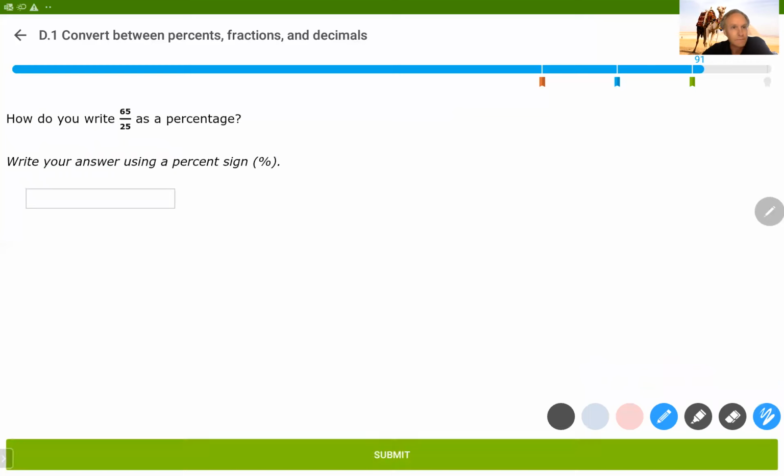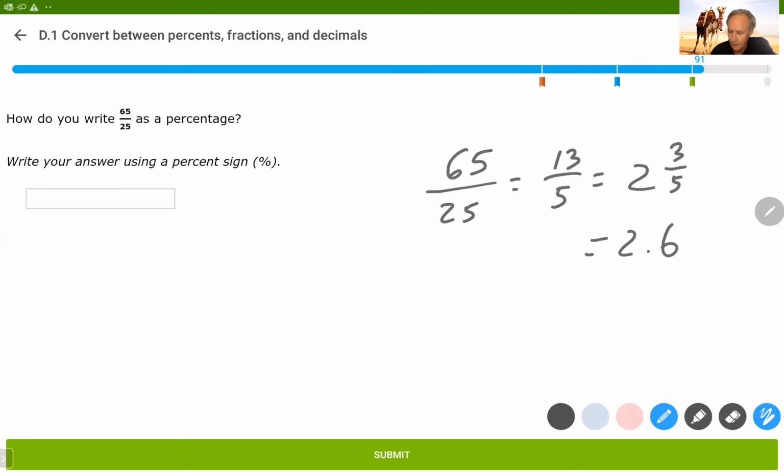Now we're almost done. 65 over 25. Okay, I like this one. 65/25. Lots of ways to go. You could multiply by 4 on the numerator and denominator. We could divide it. We could also simplify it. This happens to be 13/5, which happens to be 2 3/5, which is 2.6. All of these are possibilities. We want a percent, so that's 260%.